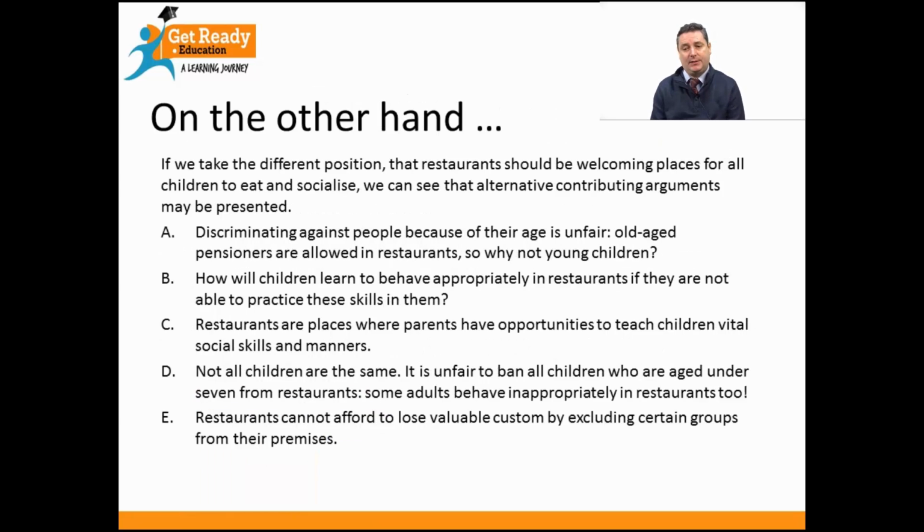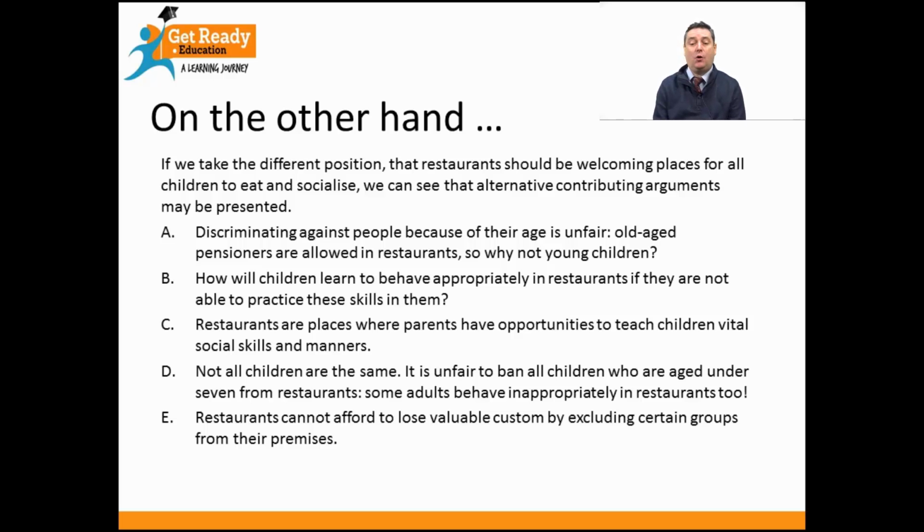If we take the different position that restaurants should be welcoming places for all children to eat and socialise, then we can see the alternative arguments that contribute to that. For example, A. Discriminating against people because of their age is unfair. Old age pensioners are allowed in restaurants, why not young children? B. How will children learn to behave appropriately in restaurants if they're not able to practice these skills in them? C. Restaurants are places where parents have opportunities to teach children vital social skills and manners.